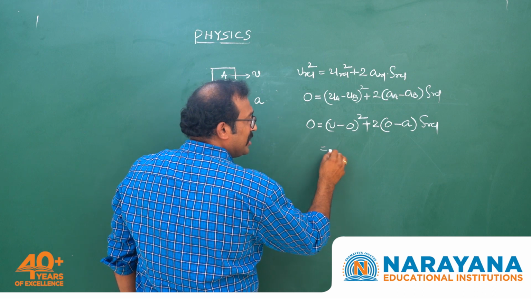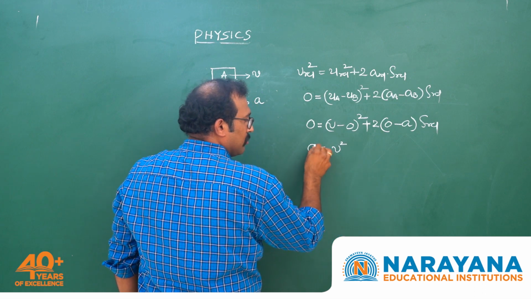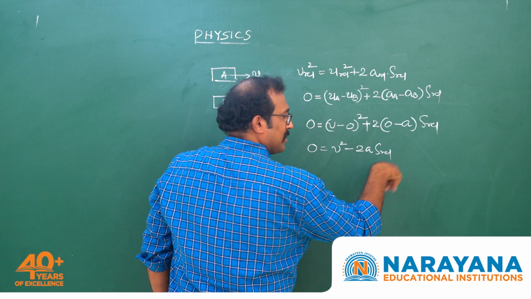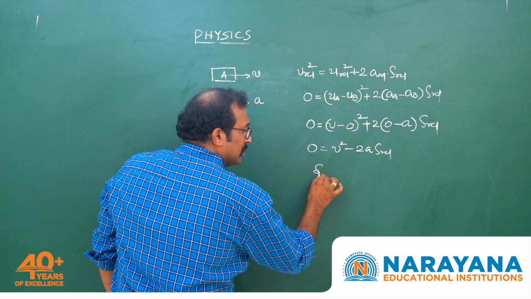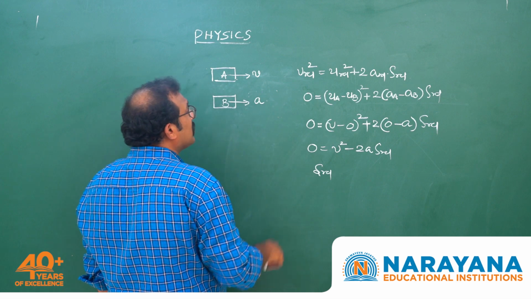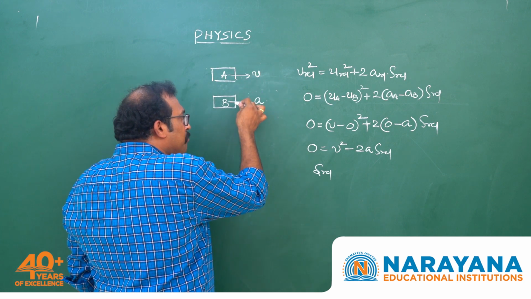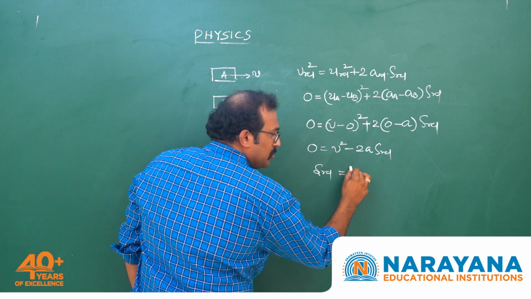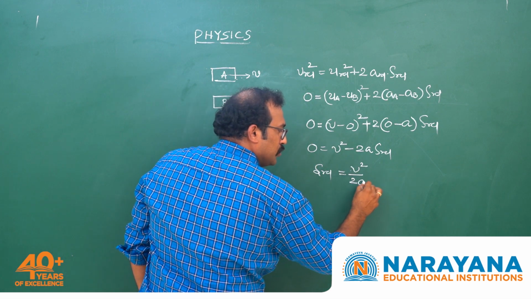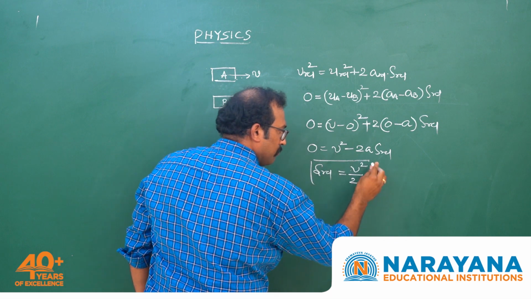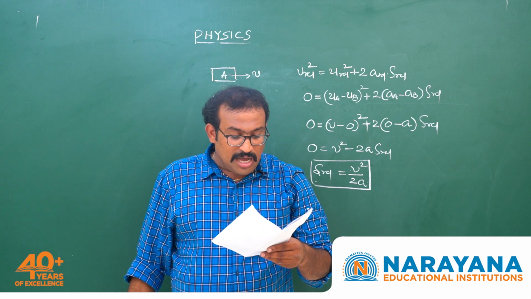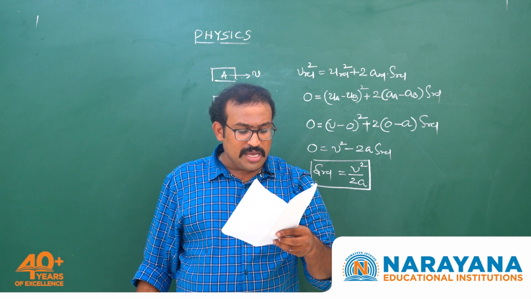So therefore we can write it as V square minus 2a into S relative distance. So the maximum relative distance that A will travel to catch B is S relative is equal to V square by 2a. So therefore our option is the second one.